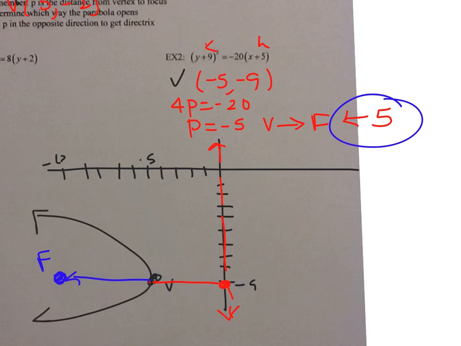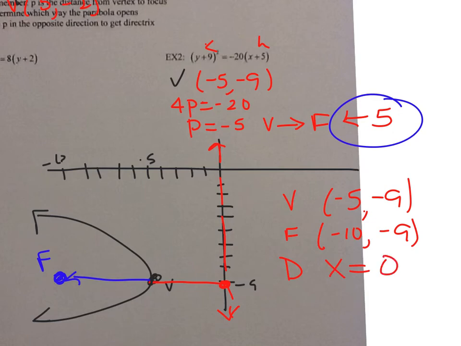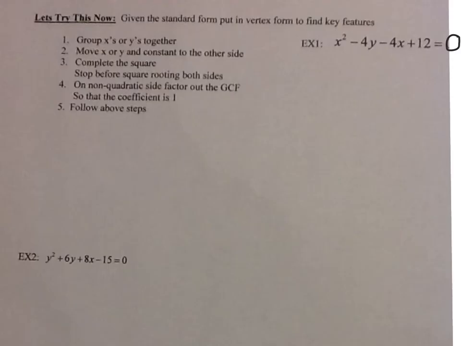All right, so let's write down our information. The vertex is negative 5, negative 9. My focus is negative 10, negative 9. My directrix is x equals 0, because it's vertical and right on the y-axis. And my line of symmetry splits it right in half. It would be right here, which, remember, is opposite of that: y is equal to negative 9. Okay, so flip it over, and let's take a look at the last piece.